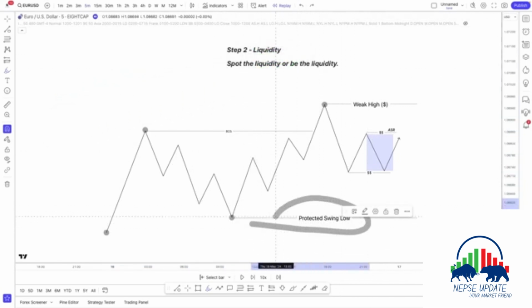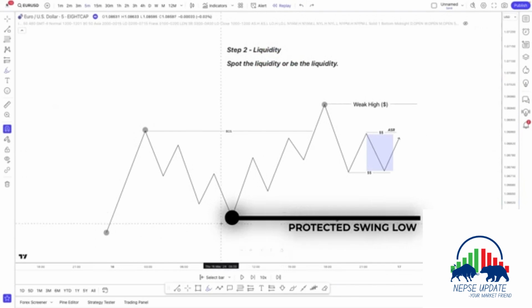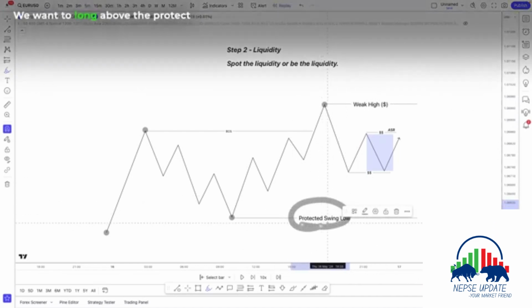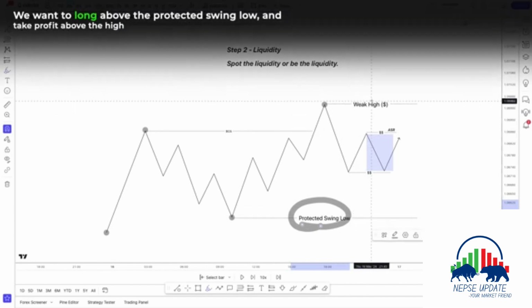Here is our protected swing low, because this right here is the low that broke the previous high and put in this high right here. So we have this right here as our protected swing low, and we have this right here as our weak high. So in a nutshell, we already know we want a long. We want a long above this low, and we want to sell that long back above this weak high. So we have our directional bias.